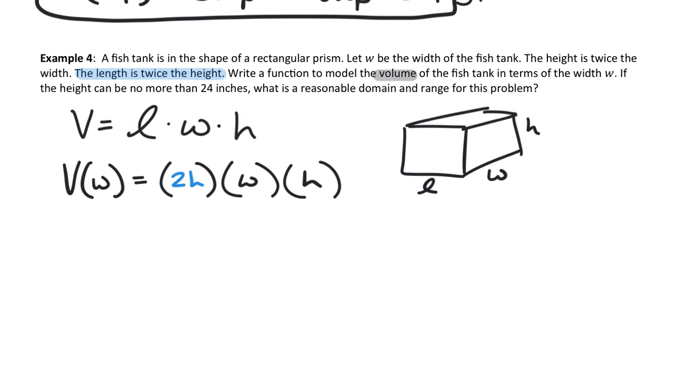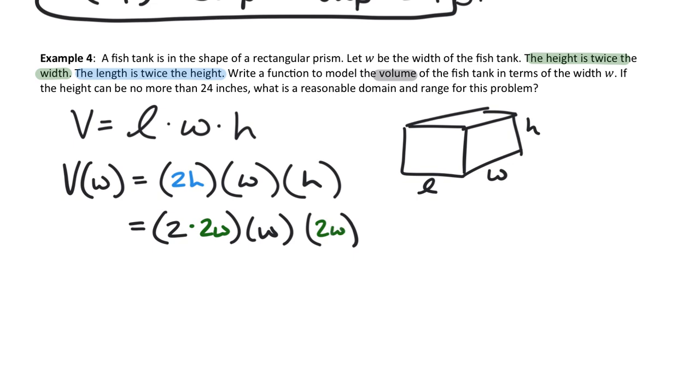Let's get rid of the height. Is there a relationship between the height and the width? What is that relationship? So the height being twice the width, meaning everywhere there is an H, I can put 2 times the width. And then I have a width, and then I have 2 times the width. That's a weird looking W.